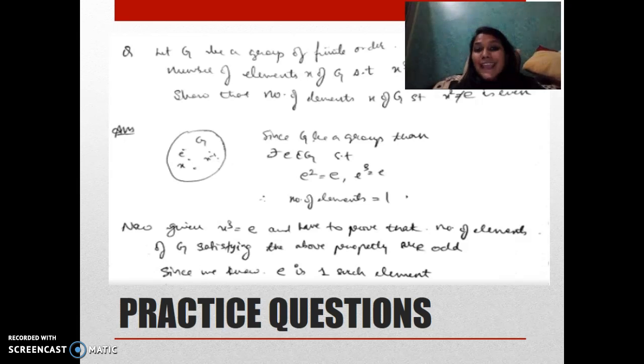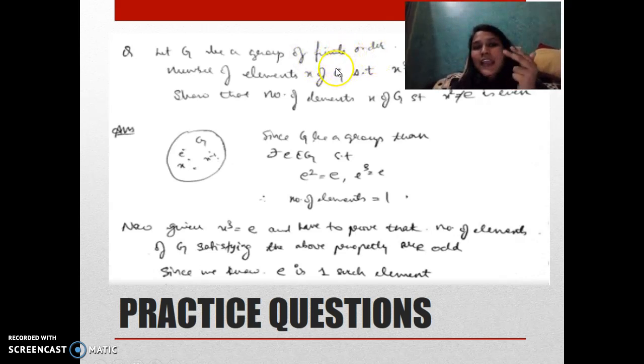Okay, so now the question says: let G be a group of finite order, and show that the number of elements x of G such that x cube is equal to e is odd. Show that the number of elements where x square is not equal to e is even. Now first of all, whenever you read the question, mark the important words. See where my cursor is moving. The question first talks about G being a group, so your first given is that G is a group. Second given is that G has a finite order.